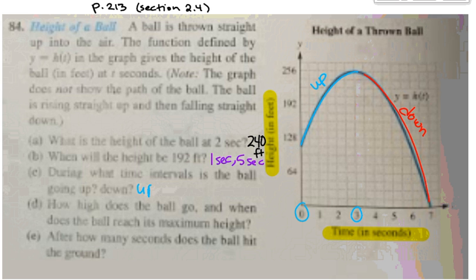Up, 0 seconds to 3 seconds. And then for down, 3 seconds to 7 seconds. Okay, let's see what's next.